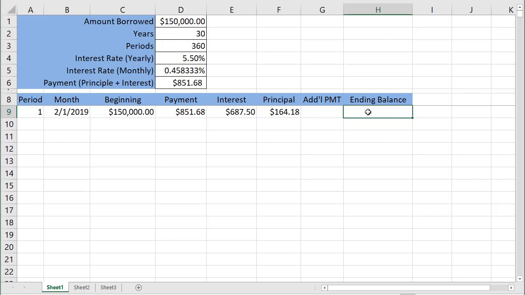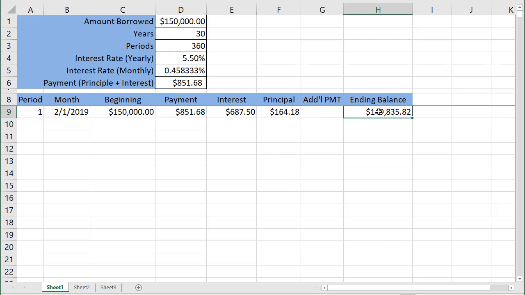So to find how much I owe on the house after that first payment, I just say, well, I'm going to take what I owed at the beginning, which is $150,000. I'm going to subtract out the principal that I paid, and for later use, just to set ourselves up for some fun exercises later, I'm also going to subtract out any additional payment that I might make. Right now we're going to set that at 0, but we can play around with that later and see what, if I make additional payments, how early can I pay off that house.